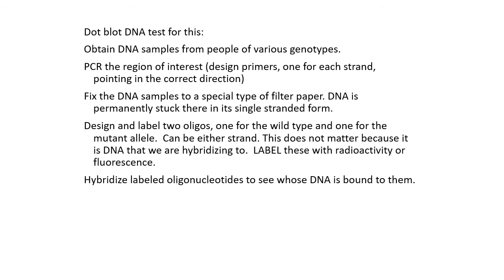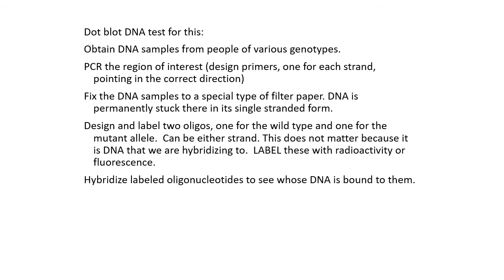Okay, so the way these were done really is, first of all, you get the DNA sample from a person, and then for convenience, don't worry about how this is done right now, you PCR the region of interest to get a higher concentration of the DNA that's going to contain the mutation you're interested in. So we'll get to that next time. So the DNA from the PCR product is denatured, fixed to a filter paper, so it's stuck there in single-stranded form, so it's now available for hybridization to the oligos that we're going to use.